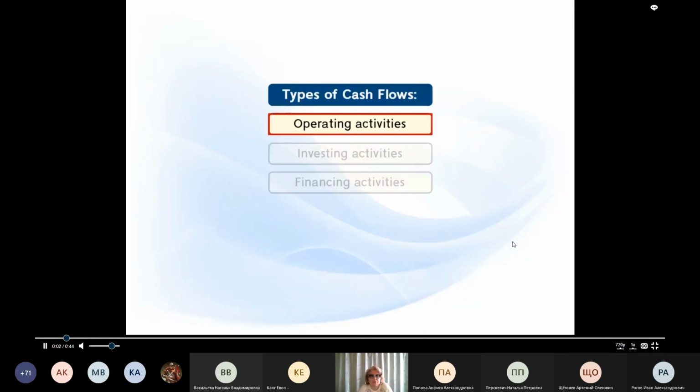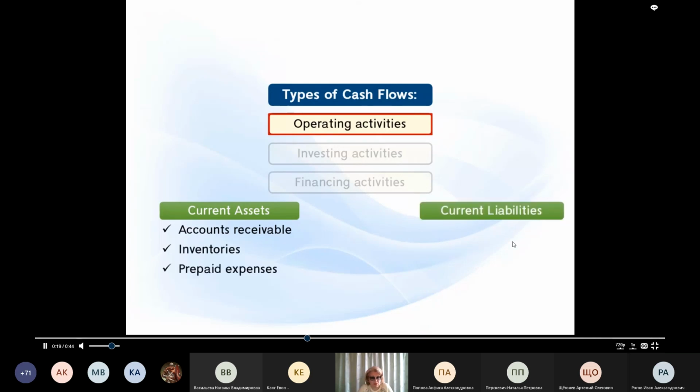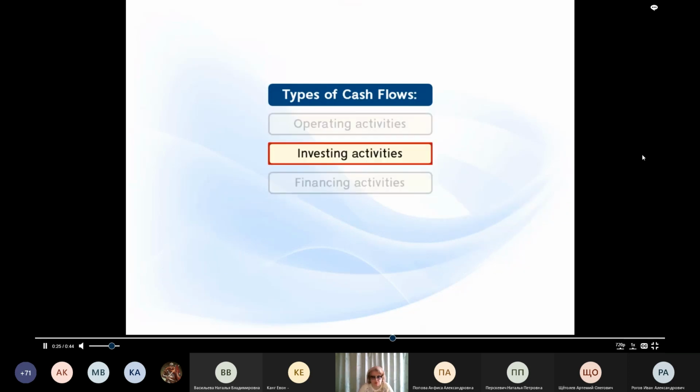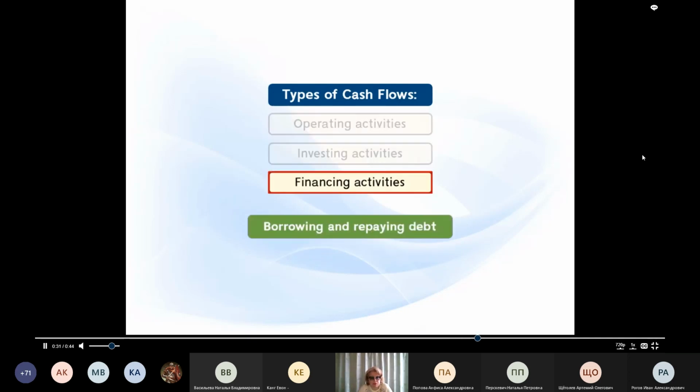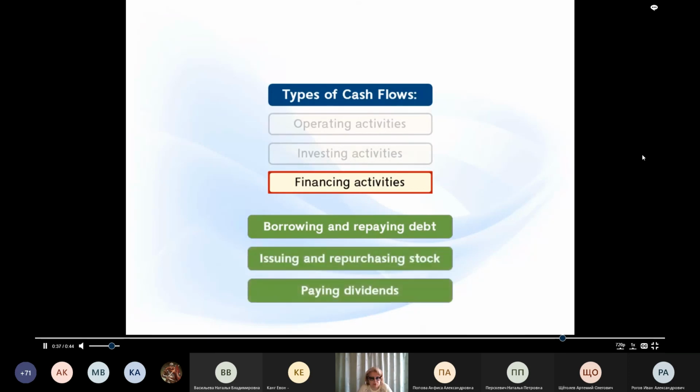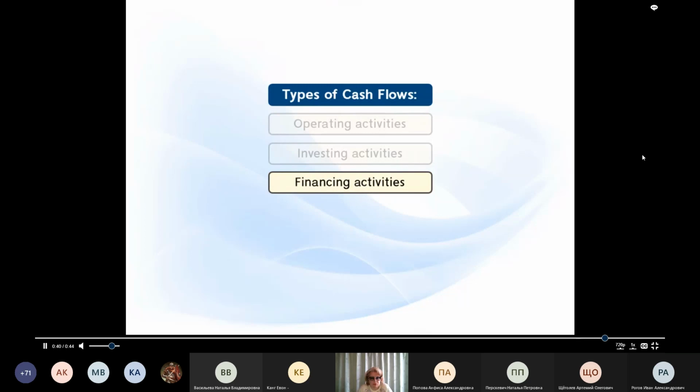Cash flows from operating activities include cash from operating sources, primarily customers, and cash to suppliers and others involved in operations. The accounts most associated with operating activities are current assets, such as accounts receivable, inventories, and prepaid expenses, and current liabilities, such as accounts payable, wages payable, and unearned revenues. Investing activities include buying and selling non-current assets and investments. Financing activities include borrowing and repaying debt, including short-term bank loans, issuing and repurchasing stock, and paying dividends. If you see cash in a transaction, it will be reflected on the statement of cash flows.